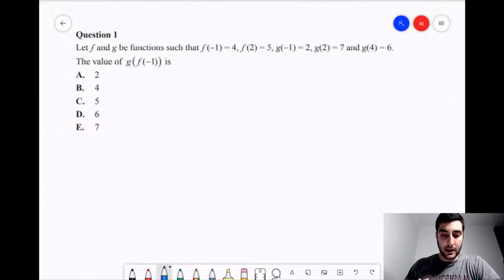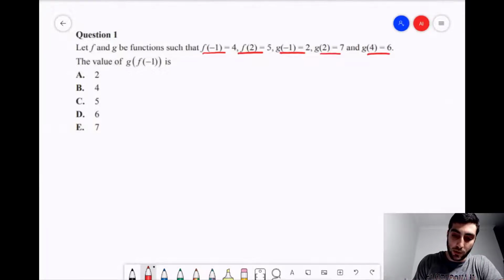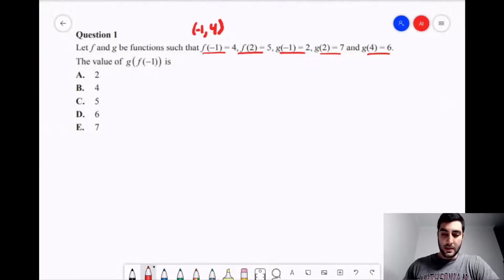The question reads, let f and g be functions such that f of minus 1 is equal to 4, f of 2 is equal to 5, g of minus 1 is equal to 2, g of 2 is equal to 7, and g of 4 is equal to 6. Find the value of g of f of minus 1. Great, so essentially we've got 5 points that they've given us here. These are essentially just coordinates, so when x is equal to minus 1, we know that f is equal to 4, so that's obviously the other form of writing that. So 2 of these points are specific to f of x and the other 3 to g of x.